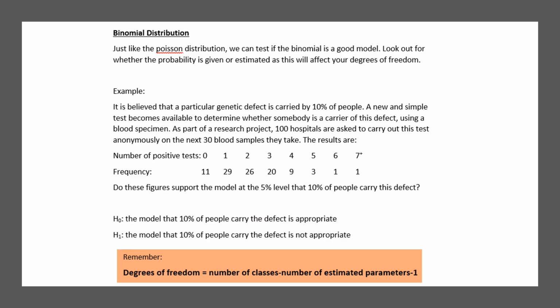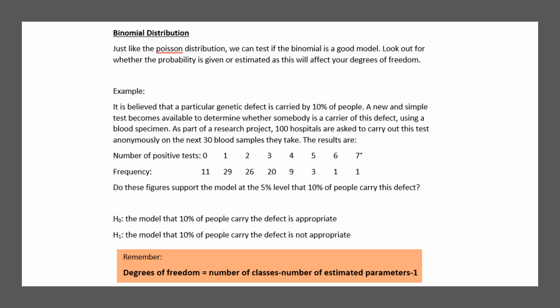Okay, so here's a good example for the binomial distribution, and like we said with the Poisson and the uniform distribution, we're just going to test whether it's a good fit, whether the model works or not, and we're going to use our observed and our expected values. In this example, we've got 10% of people believed to carry a particular genetic defect. Now straight off I can see that they've given me the parameter p, so therefore I'm not going to be estimating that, which means that's going to affect my degrees of freedom because I'm not going to subtract an extra one.